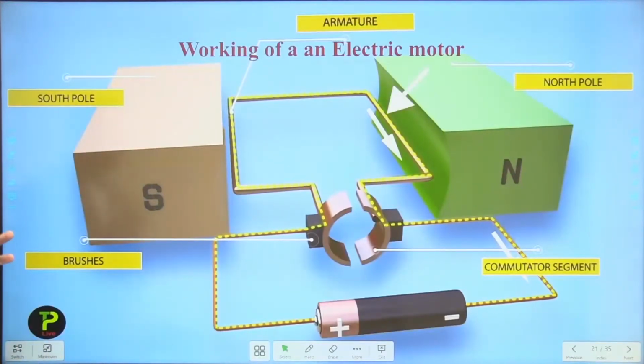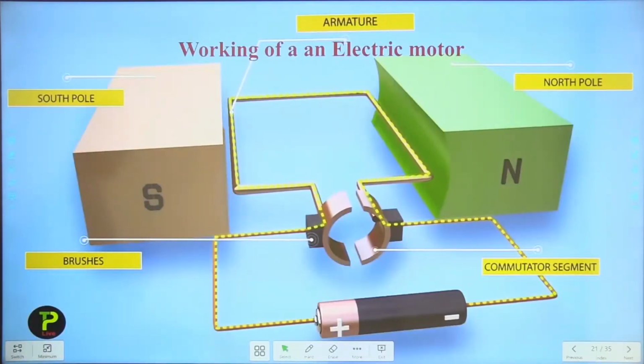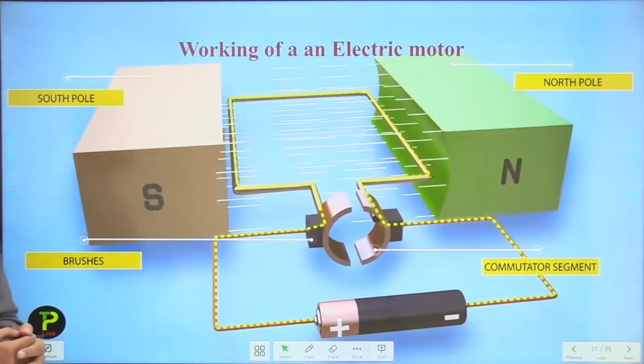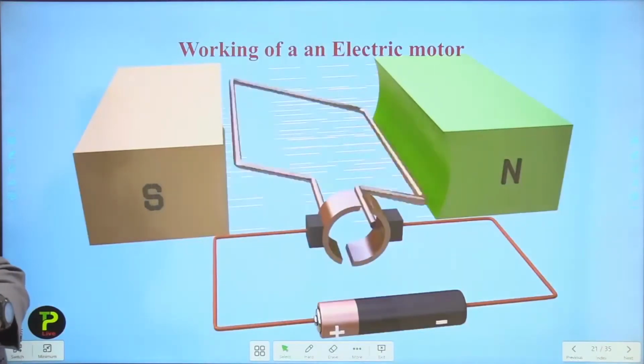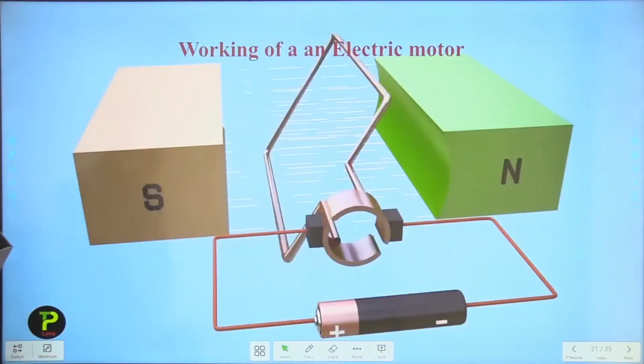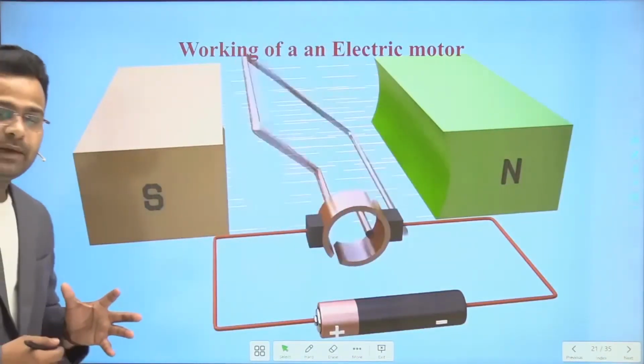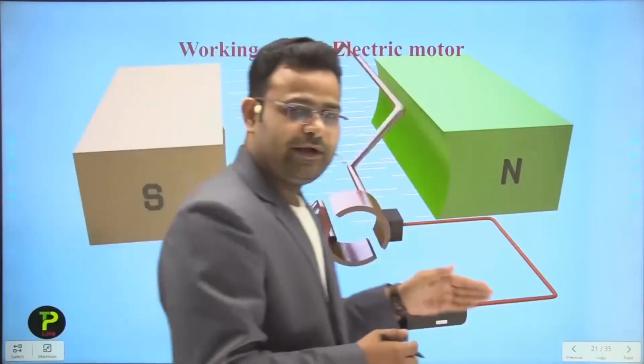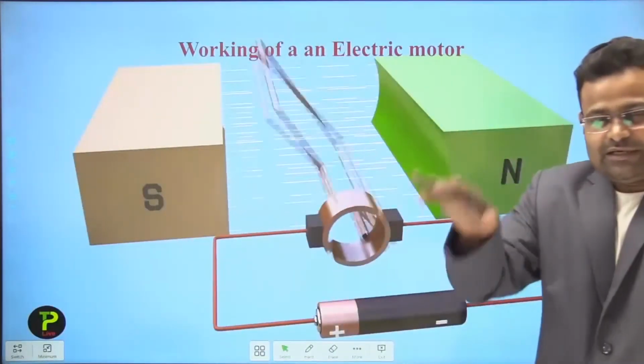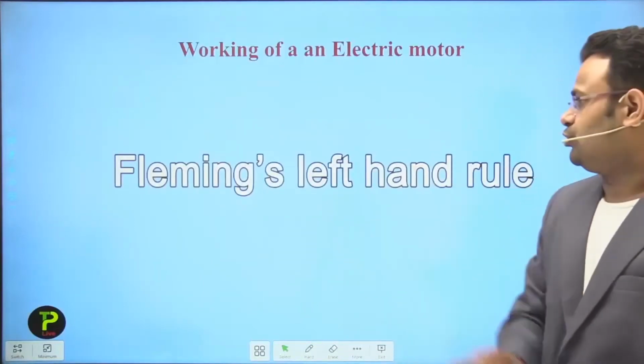And that armature starts to rotate. Whenever we start the current, the armature will start to rotate. Let's see, the armature starts rotating due to the applied force. One point of the armature is upward and one is downward, so it will start to rotate.